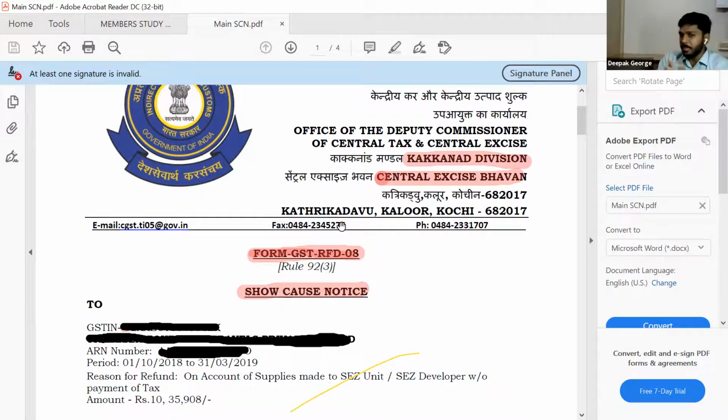And that too, he has to maintain the time limit of 60 days. He has to adhere to that. So therefore, he finally passed it. It is not a rejection order. It is basically a show cause notice to show cause why you should not get the refund amount. I have printed out this notice, in which the officer explains why you should not get the GST amount.